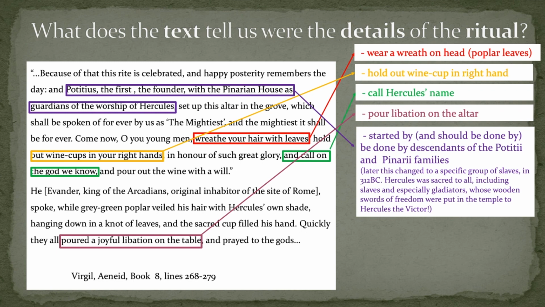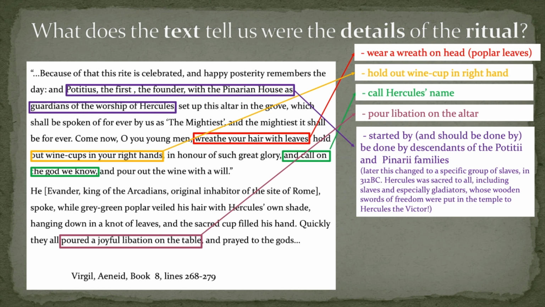He's a great warrior. And when they got their freedom, if they got their freedom, they would get a wooden sword. And traditionally, those swords of freedom were then hung in the temple to Hercules, the victor, which I will show you on another slide.